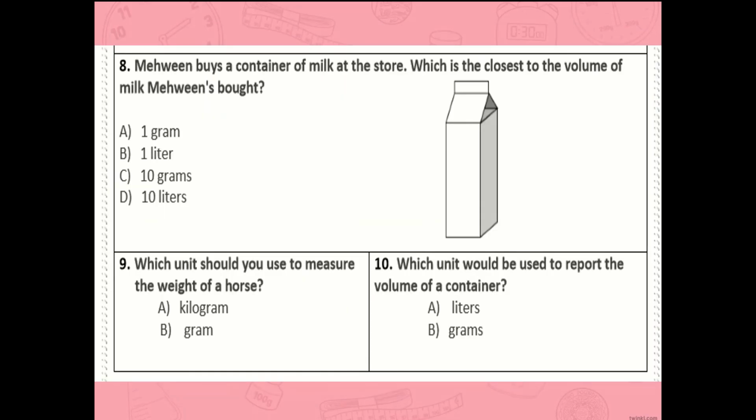Question number 8. Mehmeen buys a container of milk at the store. Here is a container. Which is the closest to the volume of the milk Mehmeen's bought? So it's here. Just find out. Question number 9. Which unit should you use to measure the weight of a horse? So remember that for lighter things or for heavier things, which unit we are using? Just find out that. Question number 10. Which unit should be used to report the volume of a container? Liters or gram? Find out.